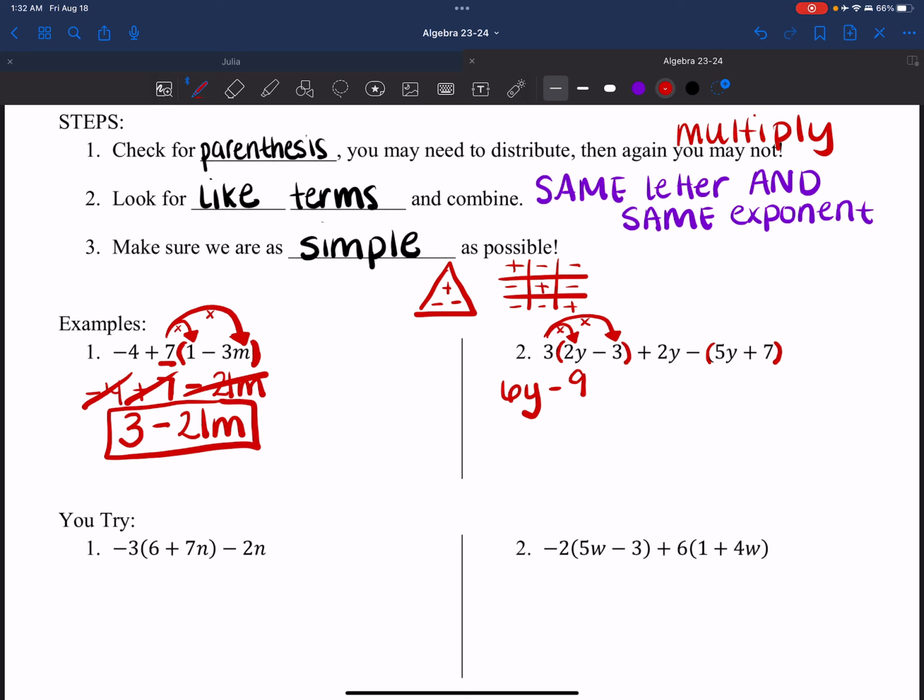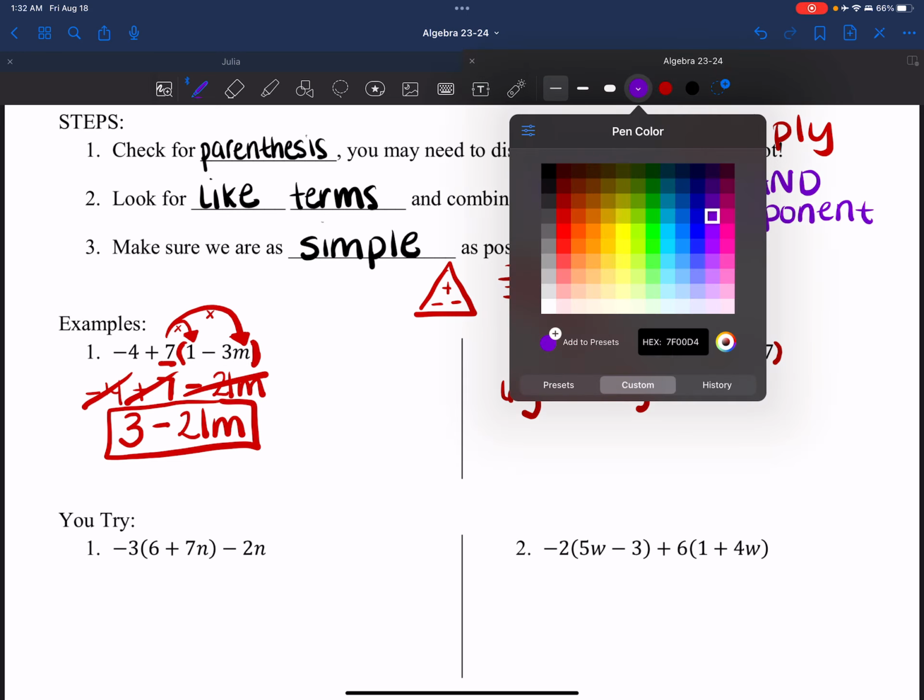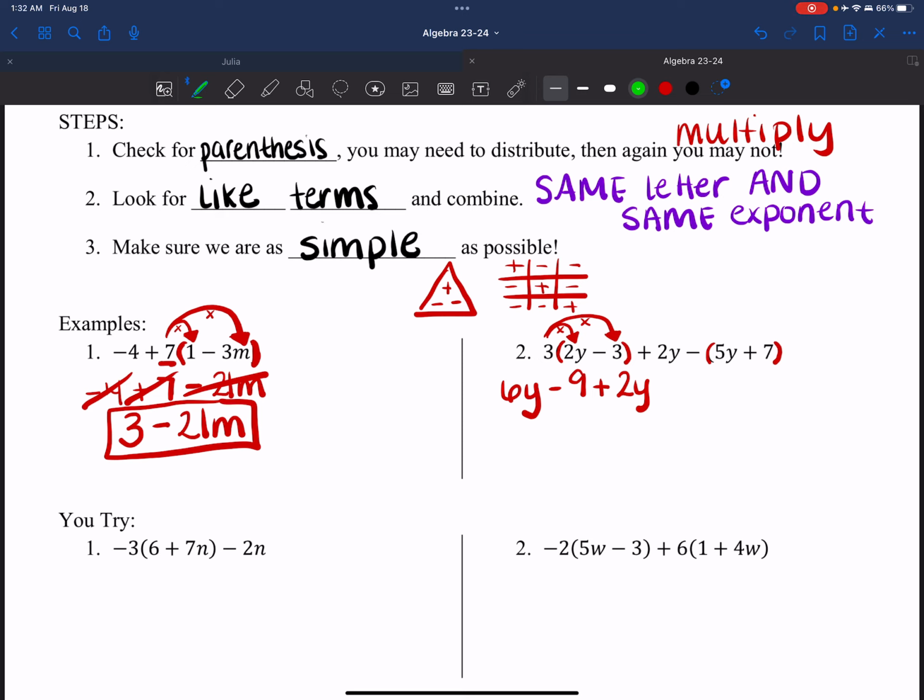I've got a plus 2y. That doesn't have any parentheses next to it, but I need to drop it. Then I've got minus 5y plus 7 in parentheses. Okay, now some of you, it threw you off having that minus and then there's no number outside the parentheses. But there is, remember, there's an invisible 1. Okay, so you have that invisible 1, don't forget it. Write it in there if you need to write it in there.